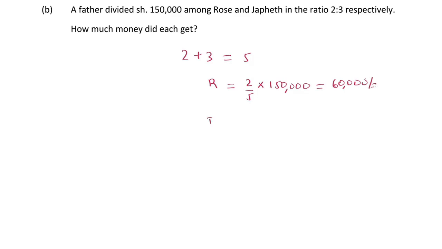And also for Japheth we are going to take 3/5 times 150,000, of which after solving this we get shillings 90,000. And those are the values required.